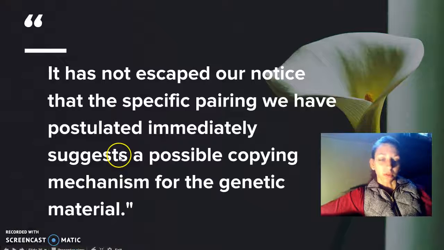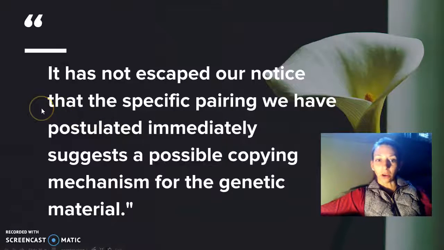Now, this is the quote that we've talked about from the Watson and Crick paper. "It has not escaped our notice that the specific pairing we have postulated immediately suggests a possible copying mechanism for the genetic material." So before they were even done publishing their paper about the structure of DNA, they were already thinking about how could this DNA self-replicate, or how could it be copied into other cells within the same organism, knowing that we have the same DNA in all of the cells of one particular organism.